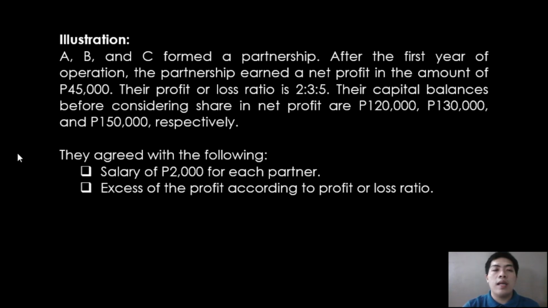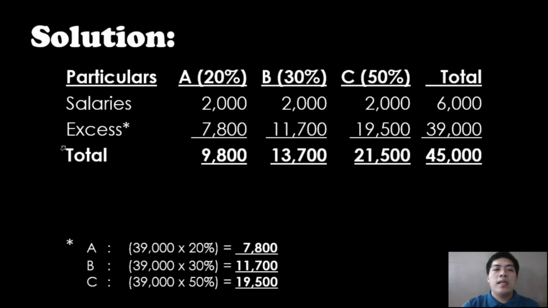So, yung magiging division yan, ganito. Okay? Distribute muna yung salaries. So, yung total niyan, we have 6,000, 2,000 for A, B, and C respectively. Then, yung excess, i-minus dito sa 45,000 yung 6,000, we have 39,000. For A, we have 7,800. For B, we have 11,700. Then for C, 19,500. Para na-compute yan, eto, based sa kanilang ratio. Okay. 20% kay A, 30% kay B, 50% naman kay C.